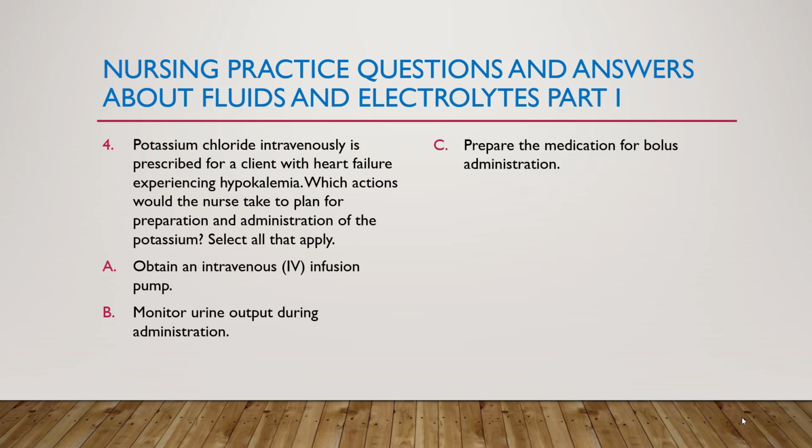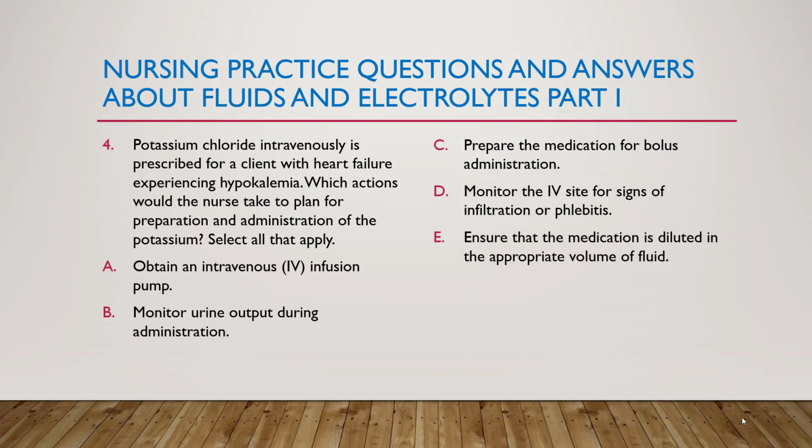Option C, prepare the medication for bolus administration. Option D, monitor the IV site for signs of infiltration or phlebitis. Option E, ensure that the medication is diluted in the appropriate volume of fluid. Option F, ensure that the bag is labeled with the volume of potassium in the solution.